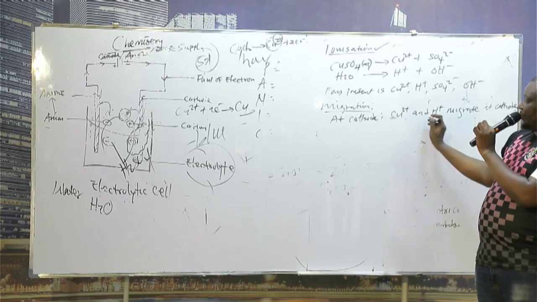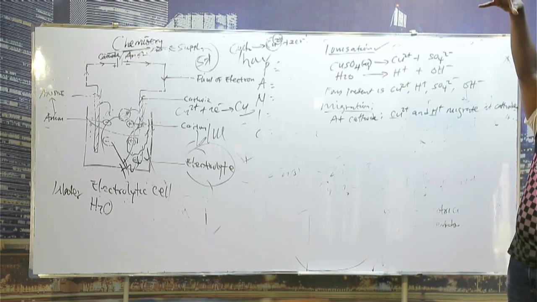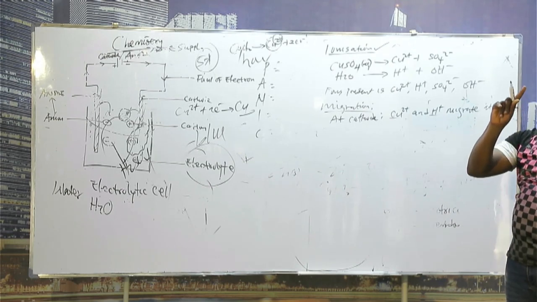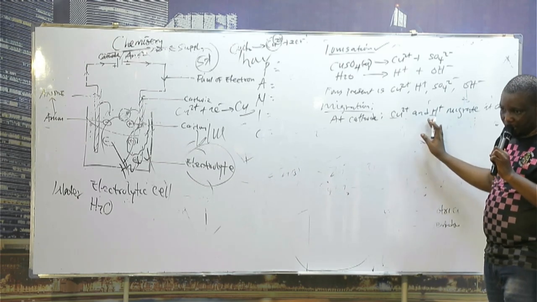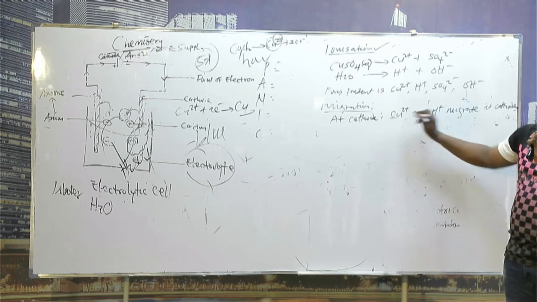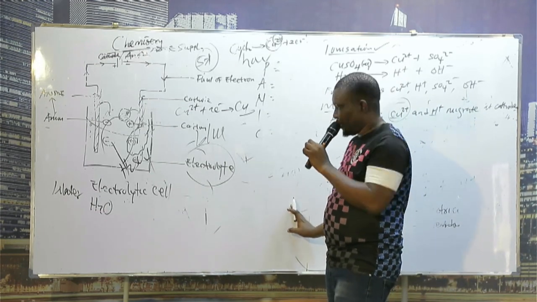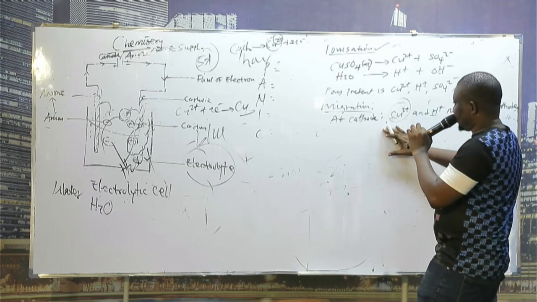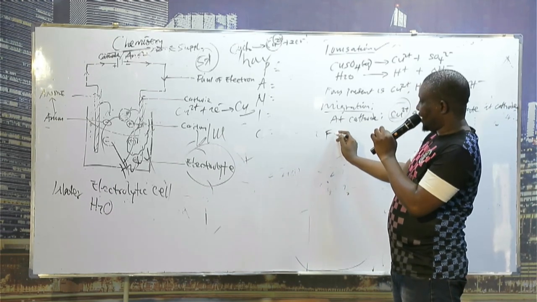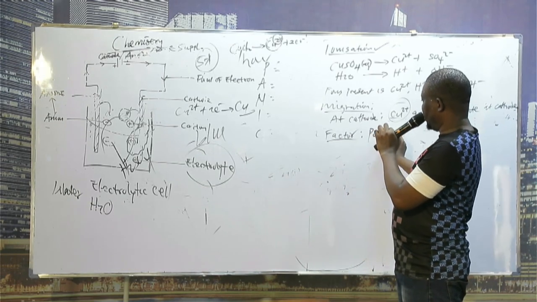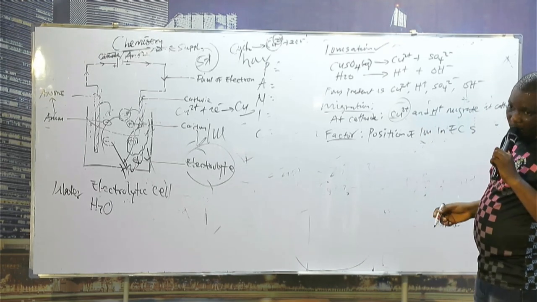In this same migration, there are three factors that we listed. Which of the factors are we going to consider here? Position of the ions. Which one goes now between the two? Copper? To know which one goes, you must have somewhere to check. So I will look at the factor, position of the ion in the ECS. What are those ECS again? Let me show you the ECS.